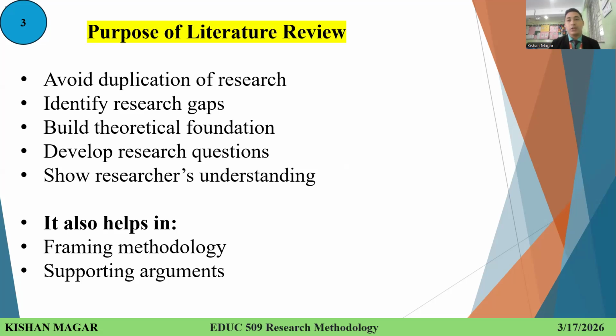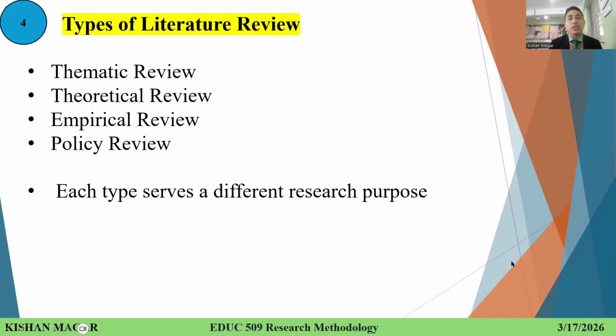So in the next slide, now we'll be talking about the types of the literature review. Here also there are various types. I have listed out 4 types of literature review, which are thematic review, theoretical review, empirical review, and policy review. Each type serves a different research purpose. Each of the categories has its own importance, so we cannot separate them from each other. All of these are very essential for the research to be more effective.